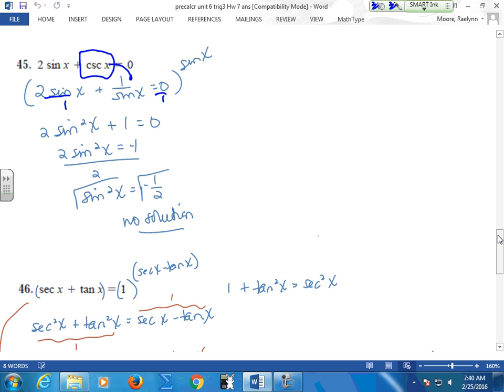And then again, you can solve it. Subtract 1, divide by 2. When I take the square root, you can't because it's negative. No solution. I could take the square root of 1 over 2, get the plus or minus, but I can't take the square root of a negative.